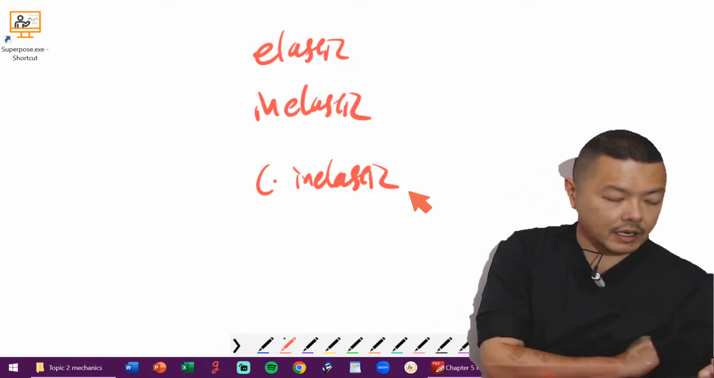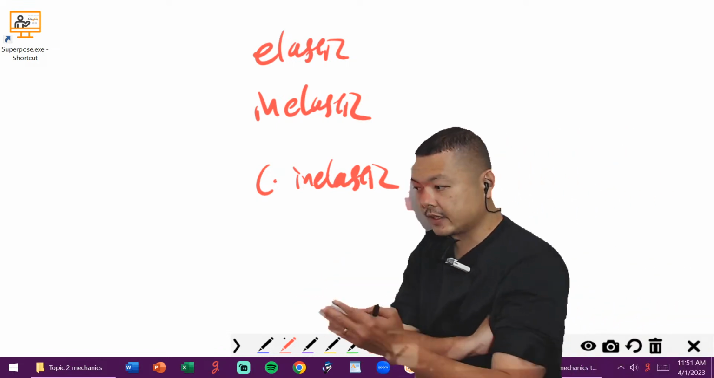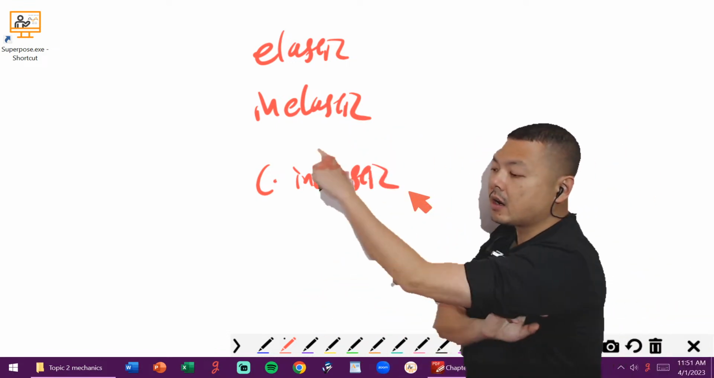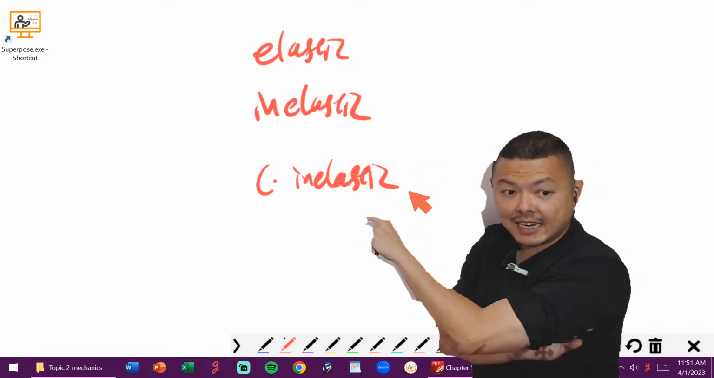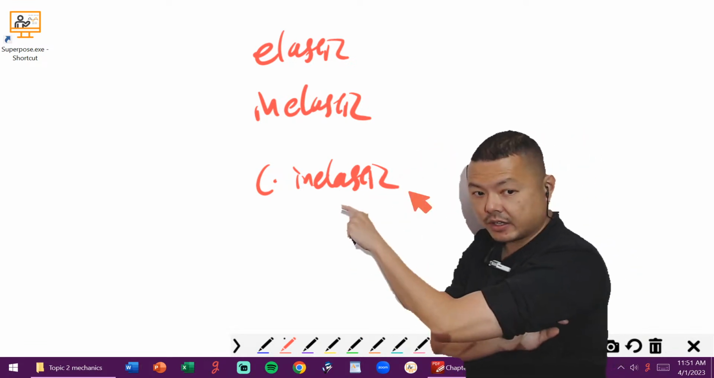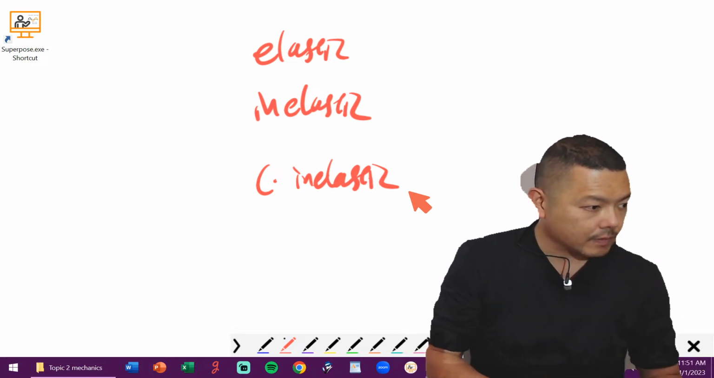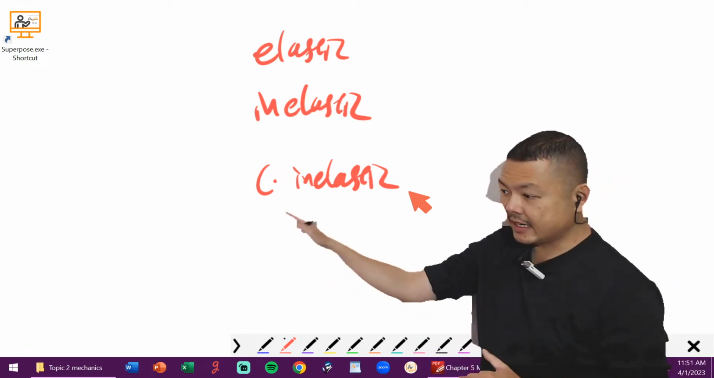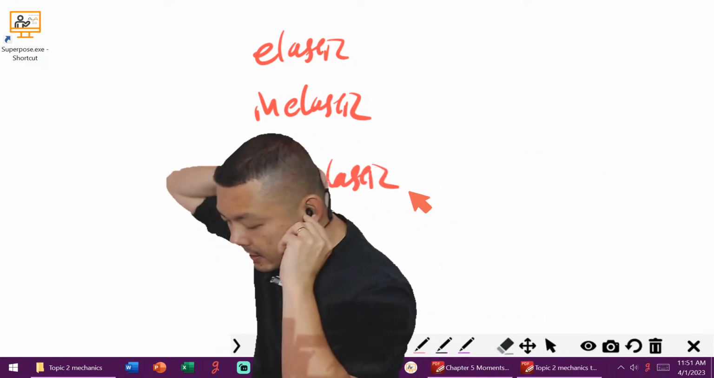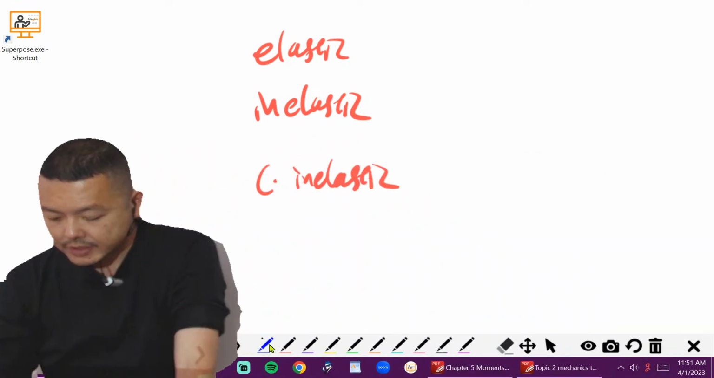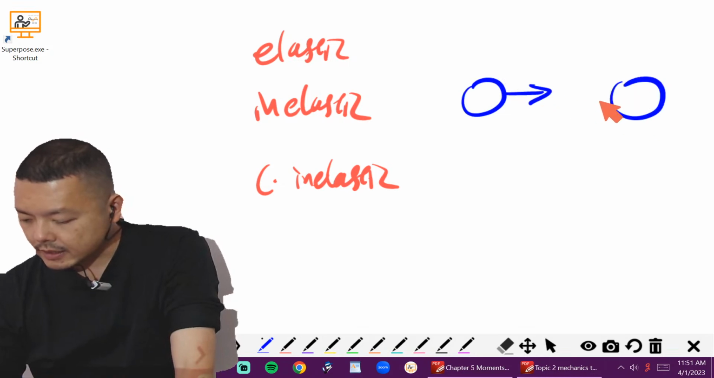So elastic collisions: K is conserved before and after. Inelastic: K is not conserved. Completely inelastic means it is an inelastic collision, meaning that K is not conserved, and they also move together at the same speed after the collision. Are we okay on this? Okay. So I'm going to go through some examples now.